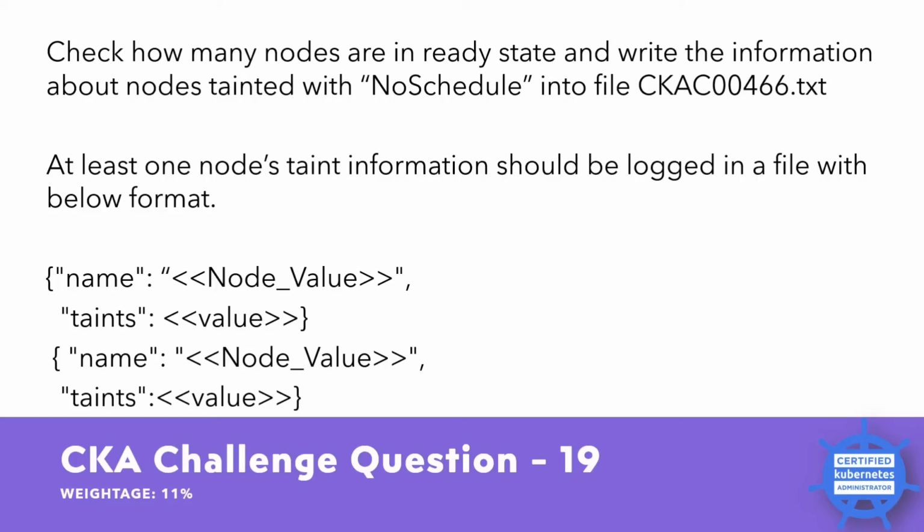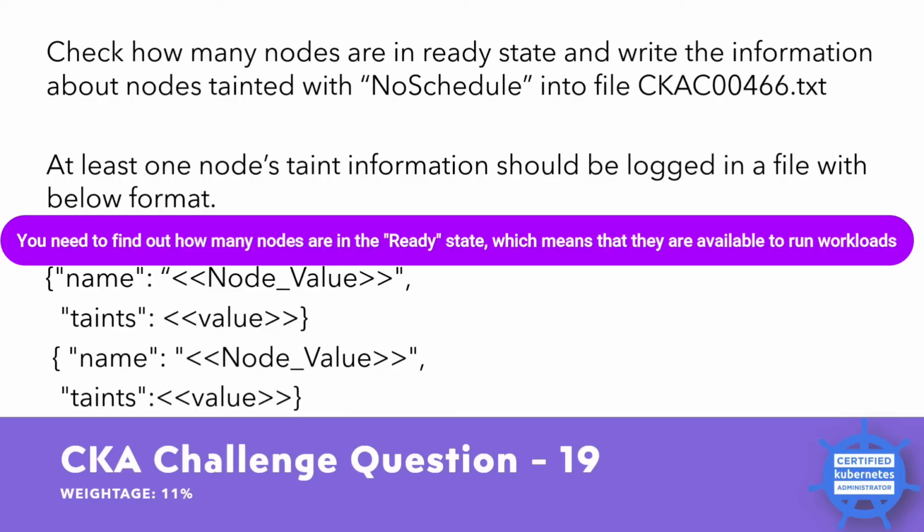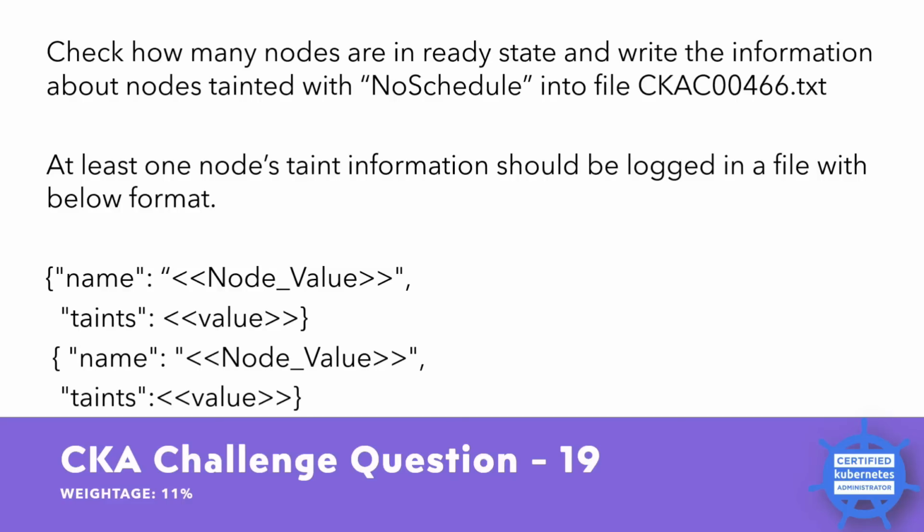This question is asking you to perform two tasks related to Kubernetes cluster. Check how many nodes are in the ready state. This requires you to query the Kubernetes API to get information about the current state of the cluster node. Specifically, you need to find out how many nodes are in the ready state, which means that they are available to run workloads. You can use the kubectl get node command to get a list of all the nodes in the Kubernetes cluster and their current state. You can then filter this list to count the number of nodes that are in the ready state.